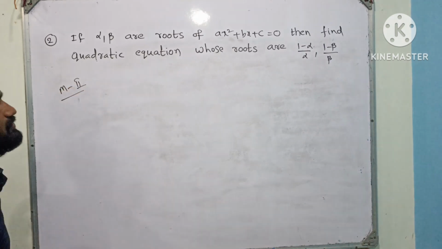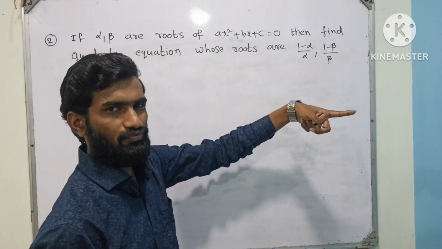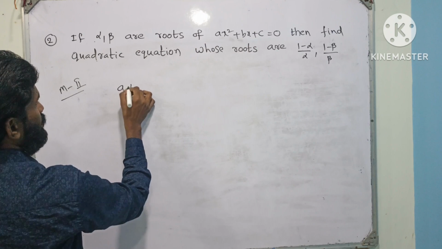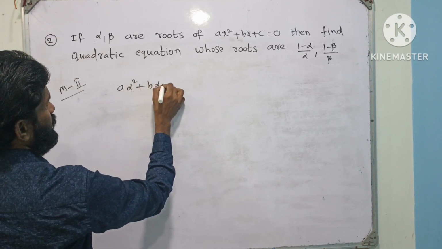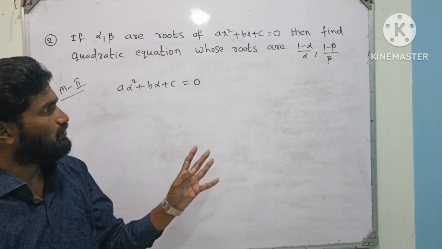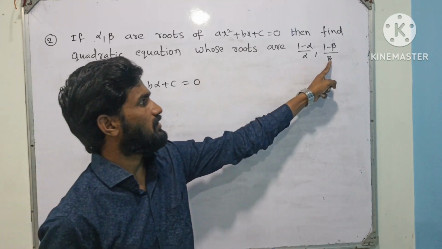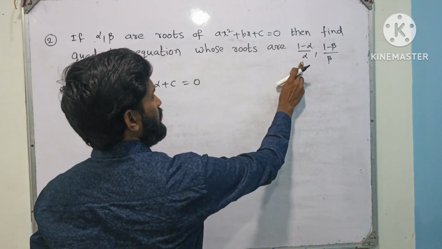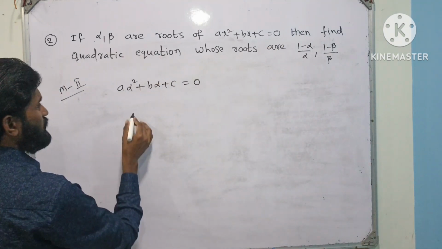Okay, right. So now how to solve by using method 2? We already know, since alpha is the root of this equation, we can write a alpha square plus b alpha plus c, which is equals to 0. After that, what we need to take? We have to find the equation whose roots are these two. So what I am going to do here, this is nothing but our x only. So in place of x, what I need to take?